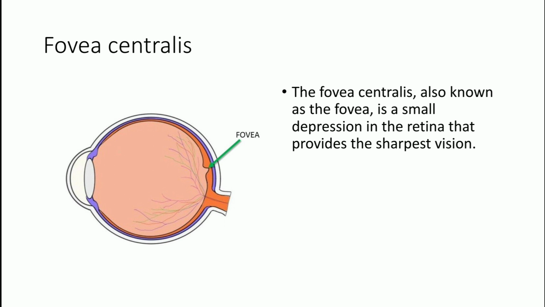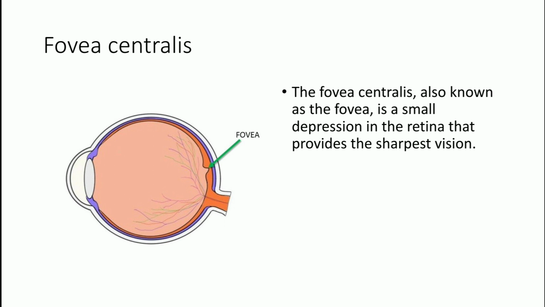Fovea centralis. The fovea centralis, also simply called the fovea, is a small pit-like depression located in the center of the macula lutea on the retina, responsible for providing the sharpest vision due to its high concentration of cone photoreceptor cells, allowing for detailed central vision. Key points about the fovea centralis.